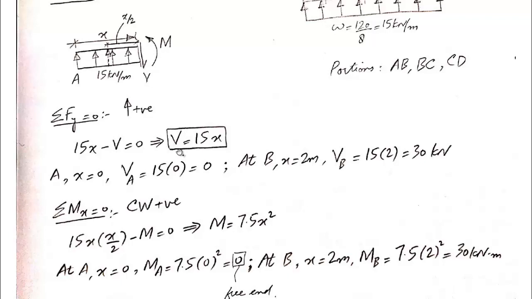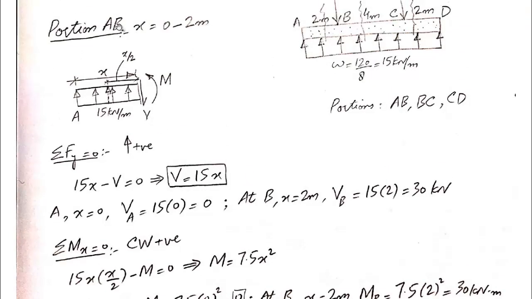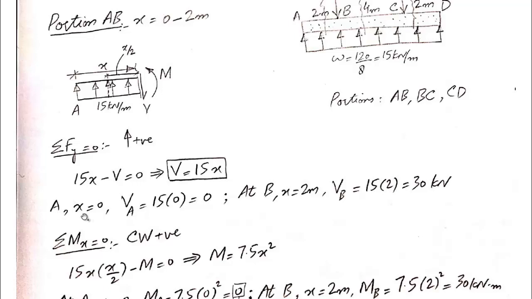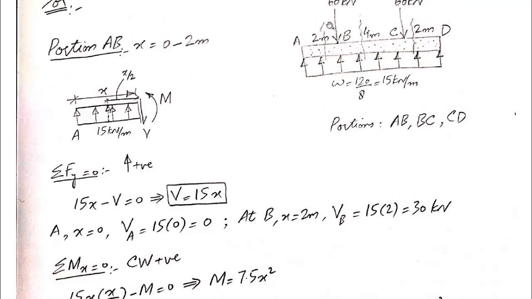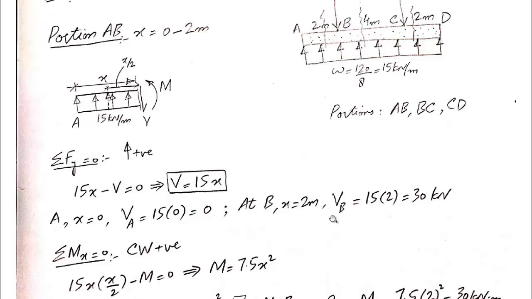So for both the terminal points, starting and ending point of this portion, we will calculate the value of shear. So at point A, X is equal to 0 because X is starting at A, and VA will be equal to 15 times 0 equal to 0. And at B, X is equal to 2 meters. B is the end point of this section here. So when we plug in, we get the value of VB. 15 into 2 equal to 30 kilonewton, and this is positive. So at point A, shear force is 0, and at point B, shear force is 30 kilonewton.